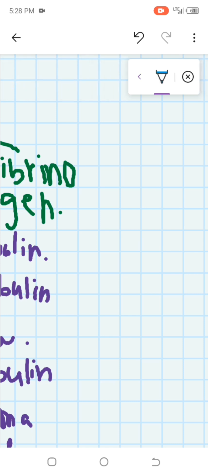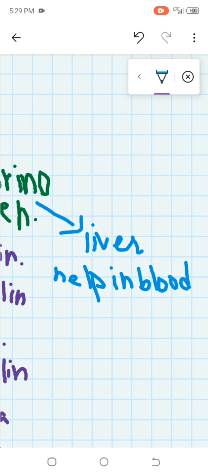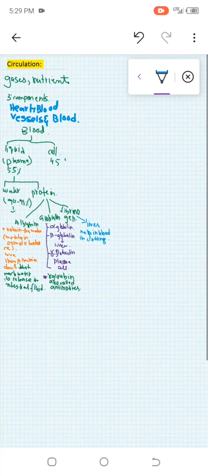So third we have fibrinogen. Fibrinogen is also formed in the liver. Whenever we get any type of damage or injury, and the blood comes out from our skin, the clotting takes place in seconds or minutes. That clotting is done by fibrinogen, helping in blood clotting. I hope that it is clear to you guys.